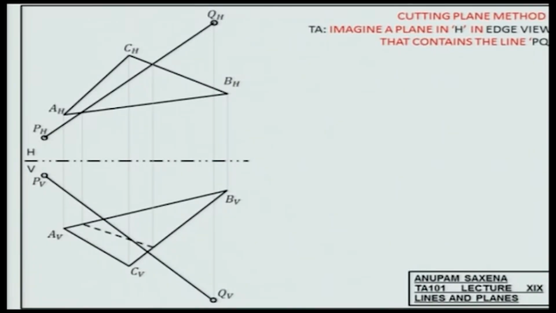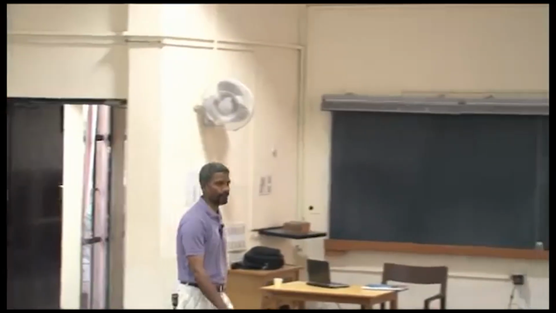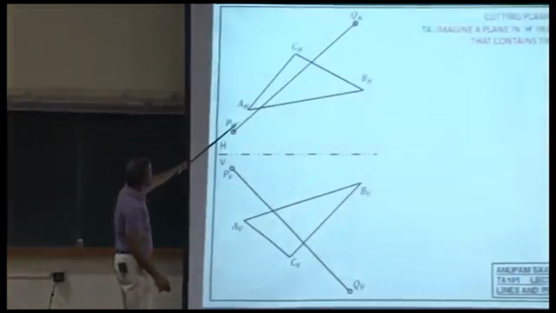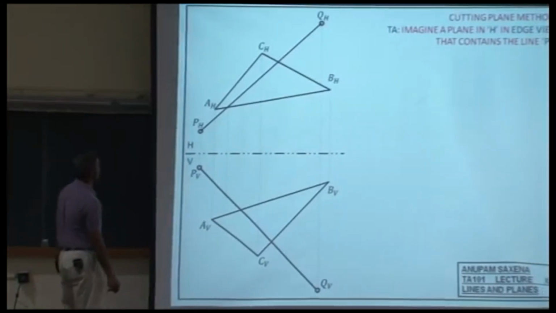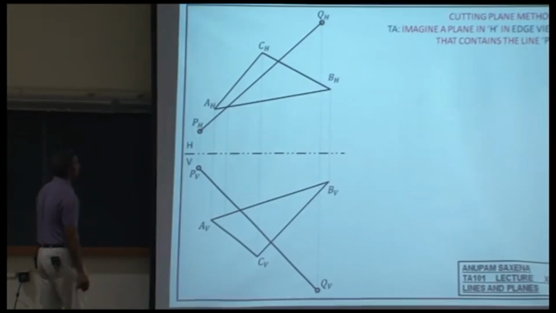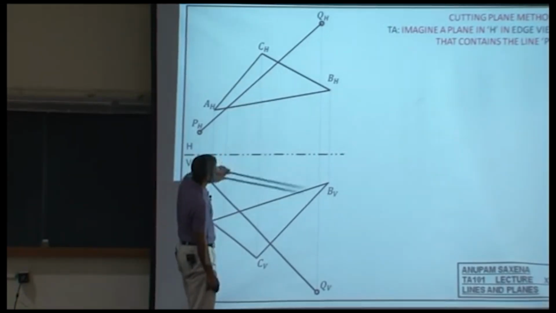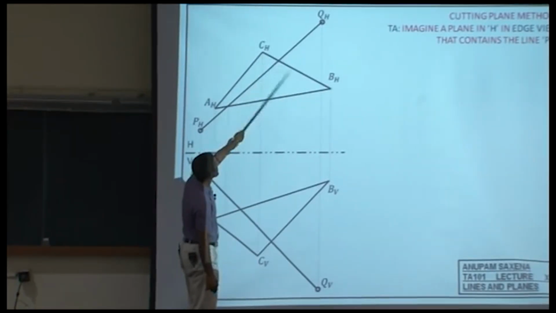How would that plane slice the plane ABC in the vertical plane or the frontal view? Look at this point, drop a vertical down there. So this point lies on AB, the point has to lie on AB. Okay? Look at that point, drop a vertical down there. This point lies on PQ and it also lies on BC.